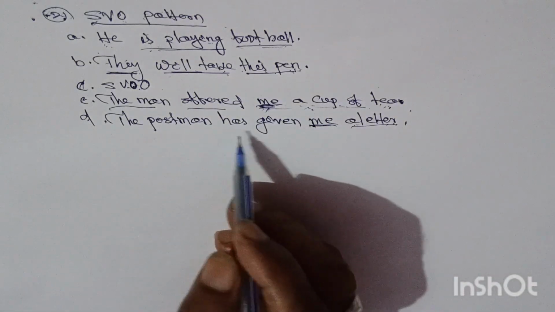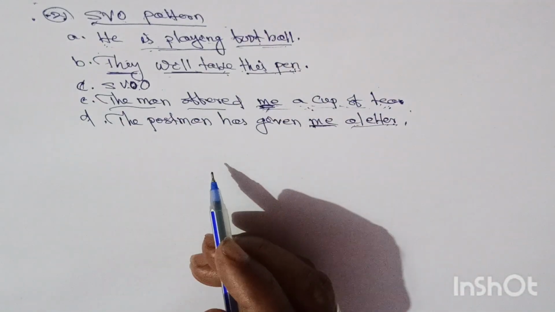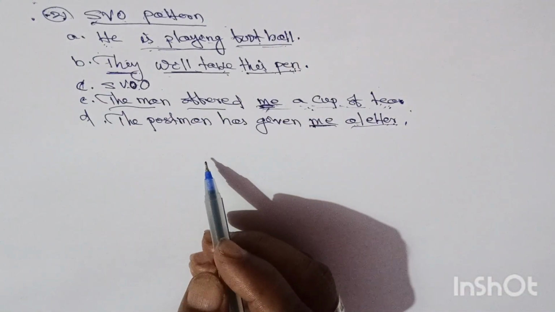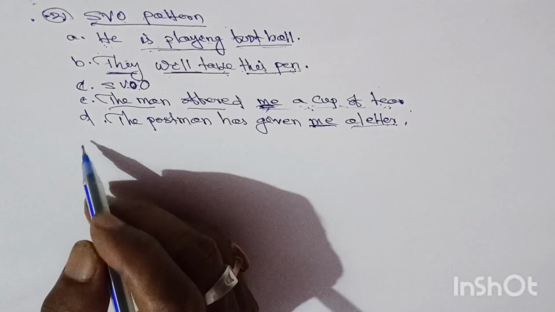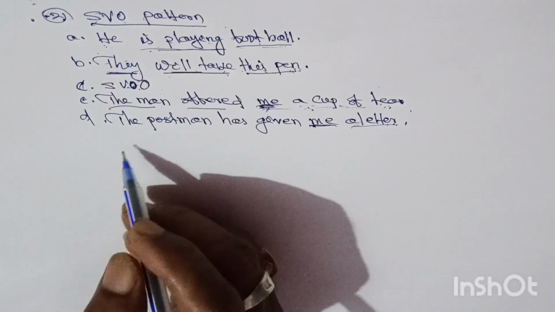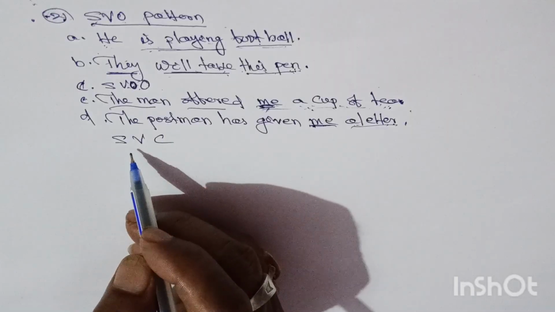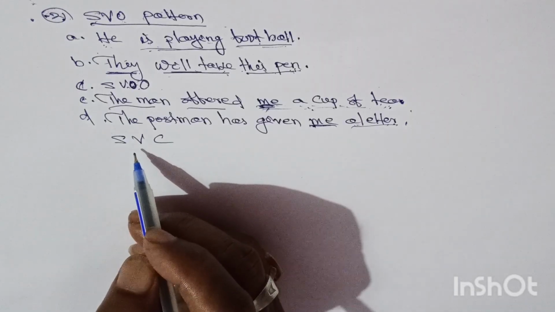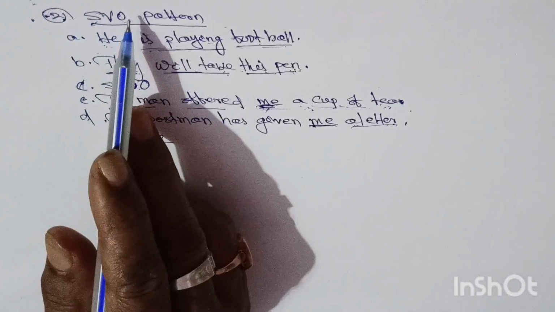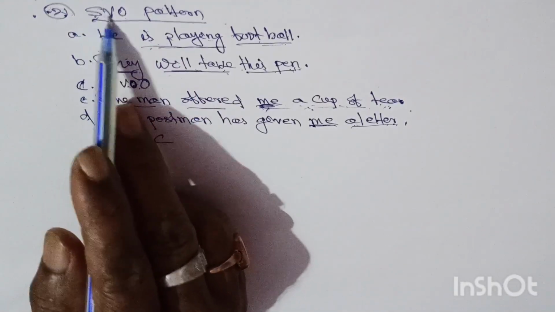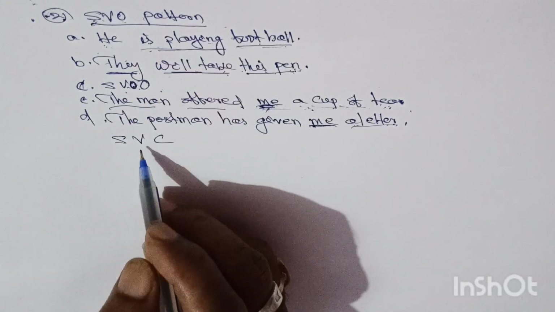In case of a voice change, objects are necessary to help. So you remember which are the objects. You can take any object, direct object or indirect object. Then subject verb complement, SVC. This is the fourth point. First one is subject verb. Second is SVO. Third is SVOO. Fourth is SVC, subject verb complement.